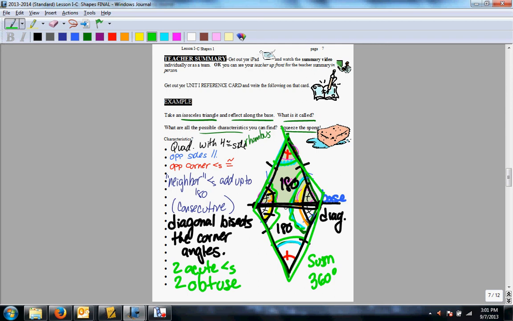Use your photographs that you took of other people's posters to guide you through the rest of the homework tonight. Your goal, I'm going to use this symbol, squeeze the sponge, which means I want you to find everything possible. Really think it through. Really get down to the nitty-gritty here. Do the best you can. Find as much as you can about each shape.